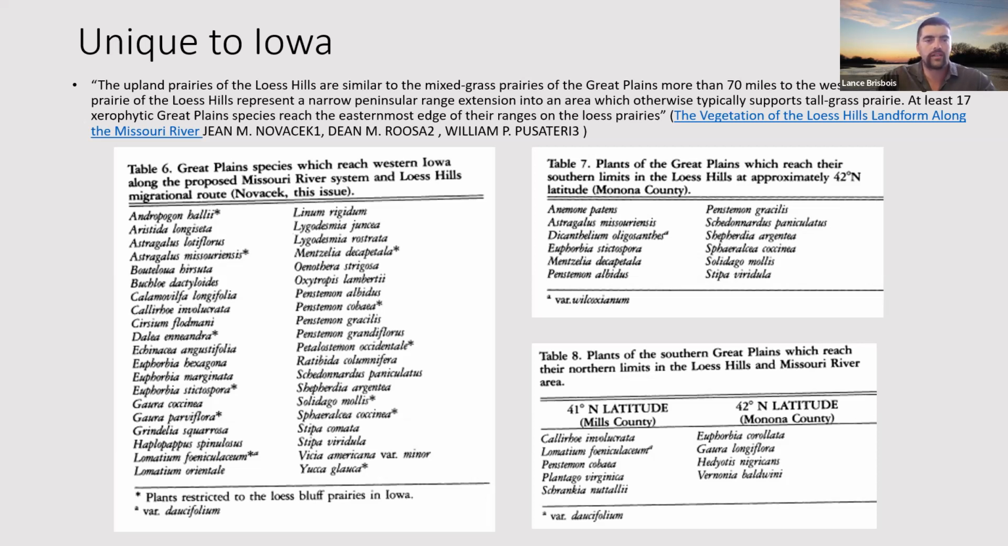So the one on the left is mostly species, and the ones that have an asterisk are restricted to the Loess Bluff prairies, it says. So those are all species that you probably won't find, or they're pretty rare in the rest of Iowa, but are somewhat common in the Loess Hills. And most of those are also typically found farther west in the mixed grass prairies. And for most of them, I think probably the Nebraska sandhills would be the closest place you'd find them.